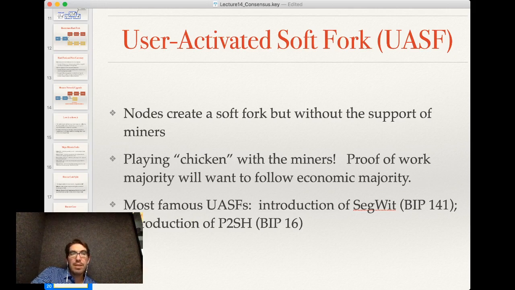So there are famous UASFs. This one, obviously, the introduction of SegWit, BIP 141, that caused the Bitcoin Cash Bitcoin split, but there have been others in the past, such as the introduction of the pay-to-script hash, BIP 16.